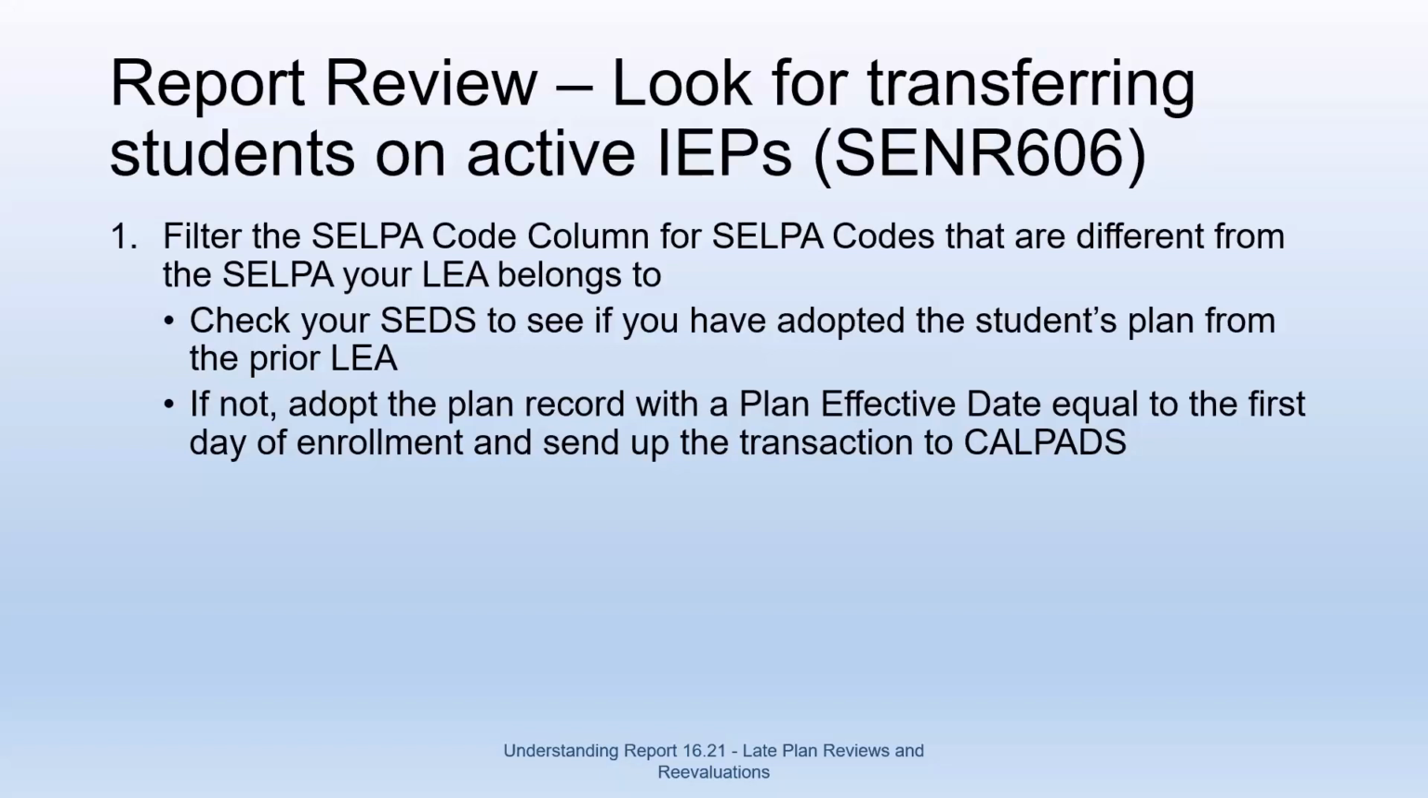I'll go back to my spreadsheet here. So again, we want to remove all prior filters. So we're going to get all of the data back in here, all of the monitoring categories. And what we're going to look at here is, in this case, this is SELPA number 1's report that we're looking at, or an LEA that's in SELPA number 1. But we want to look for SELPA codes that are other than 8888, right? So let's look at all these.